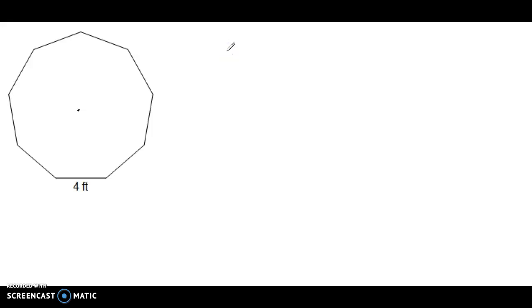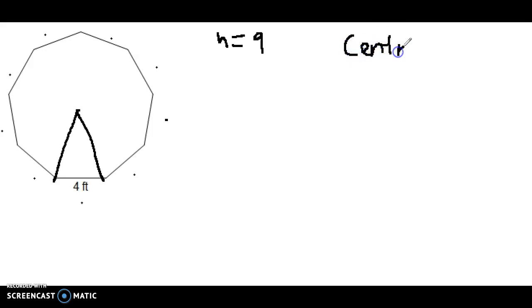One of the things that we need to know is just how many sides we're dealing with. So we count them. 1, 2, 3, 4, 5, 6, 7, 8, 9. So I've got 9 sides. That means that if I draw a triangle here, I've got a central angle of 360 divided by 9. So my central angle is 40 degrees. So I've got a 40-degree angle in there.